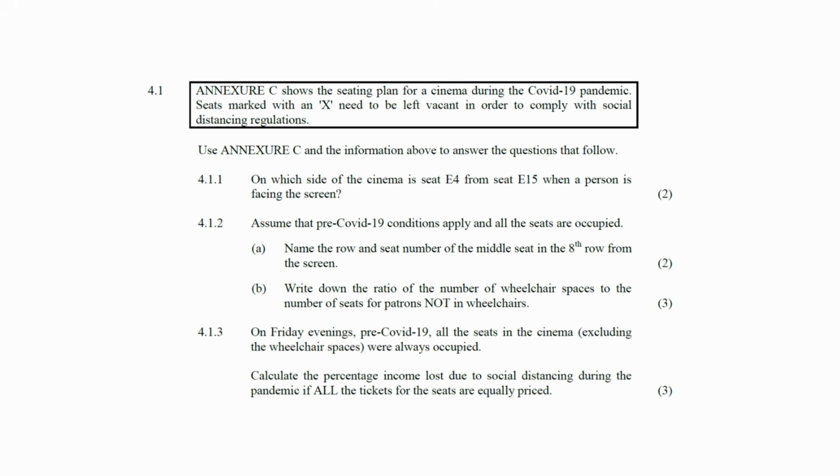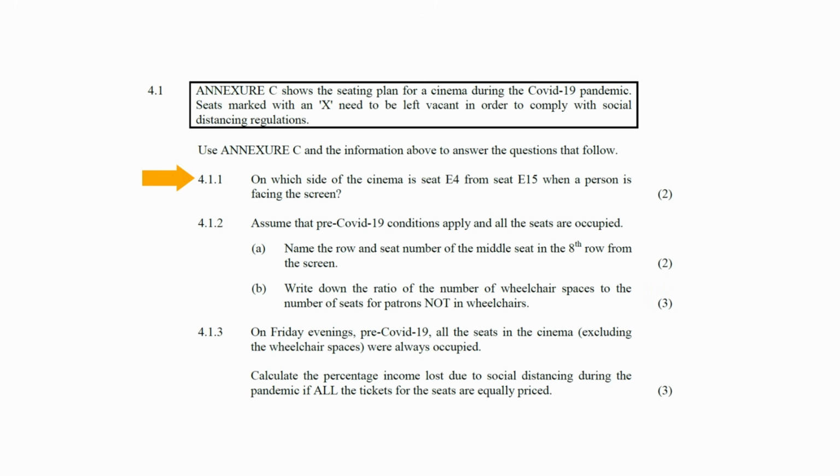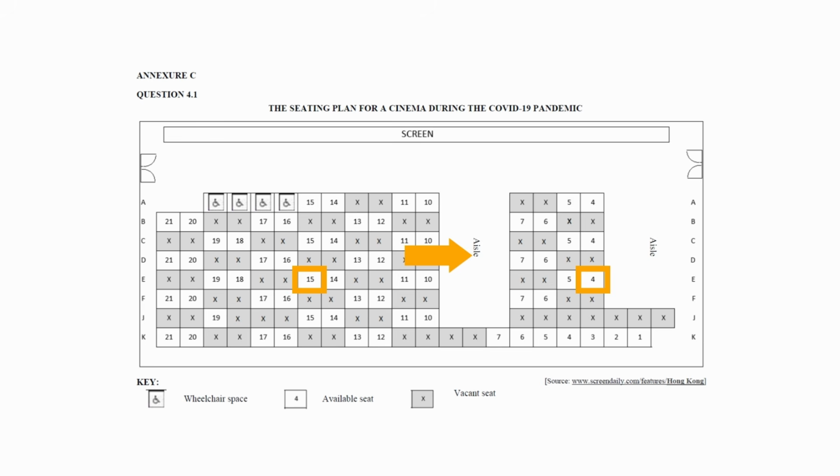Question 4.1 consists of 4 maps and plans questions that were designed to assess your understanding of layout plans. You are given a layout plan in Annexure C that shows the seating plan for a cinema during the COVID-19 pandemic. The seats marked with an X need to be left vacant in order to comply with social distancing regulations. In question 4.1.1, you have to state on which side of the cinema seat E4 is from E15 when a person is facing the screen. E4 is to the right of E15.